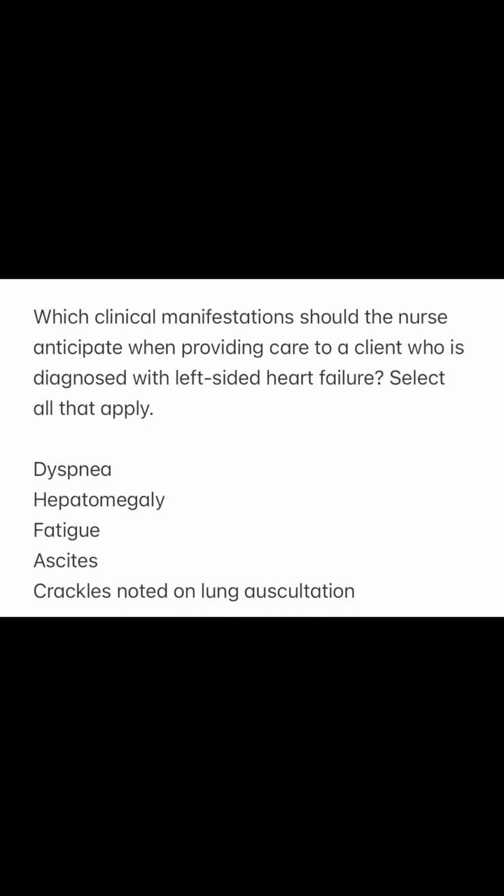Which clinical manifestation should the nurse anticipate when providing care to a client who is diagnosed with left side heart failure? Select all that apply. So dyspnea, yes, right. Hepatomegaly, no, because that is for right side. Fatigue, yes. Ascites, no. Crackles noted on lung auscultation, yes. So those are your answers. Hepatomegaly and ascites are going to be for the right side heart failure, right?